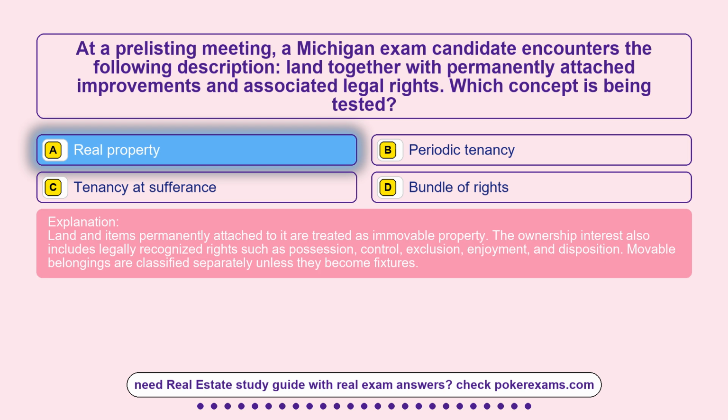Land and items permanently attached to it are treated as immovable property. The ownership interest also includes legally recognized rights such as possession, control, exclusion, enjoyment, and disposition. Movable belongings are classified separately unless they become fixtures.